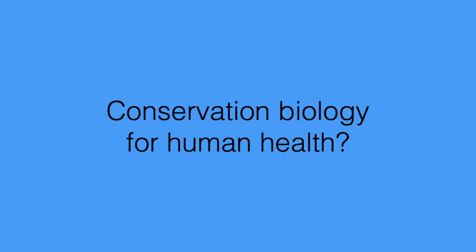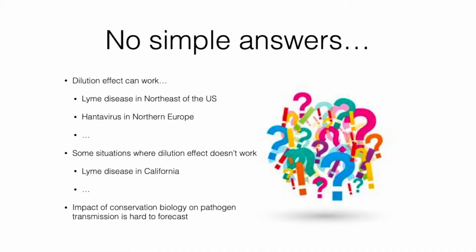So the question now is, can we use conservation biology for human health? Actually, there are no simple answers. There are situations where the dilution effect can work, like Lyme disease in the northeast of the US, hantavirus in Northern Europe, and West Nile virus in Louisiana. But there are some situations where the dilution effect doesn't work, like Lyme disease in California, for instance. Moreover, the impact of conservation biology on pathogen transmission is very hard to forecast.